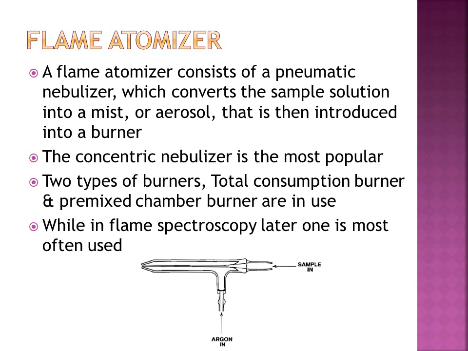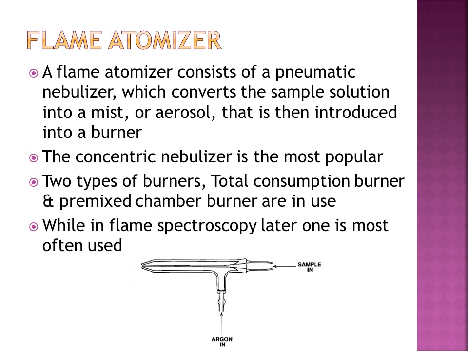There are different designs of pneumatic nebulizers, and one design is shown here, the concentric nebulizer, which is the most popular. You can see why it's called concentric nebulizer, because there are two tubes, the inner one and the outer tube, and these are concentric to each other. Through the inner tube passes the sample, while through the outer tube passes argon gas. By the pressure of this argon gas, the sample is converted into fine droplets.